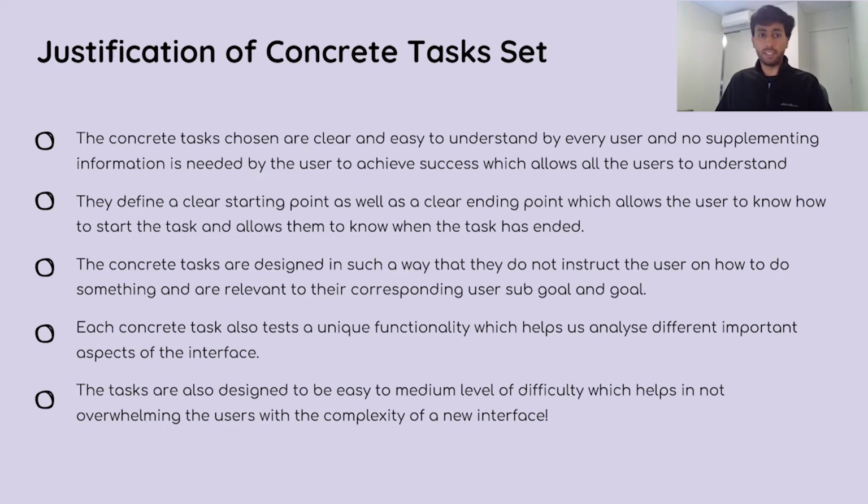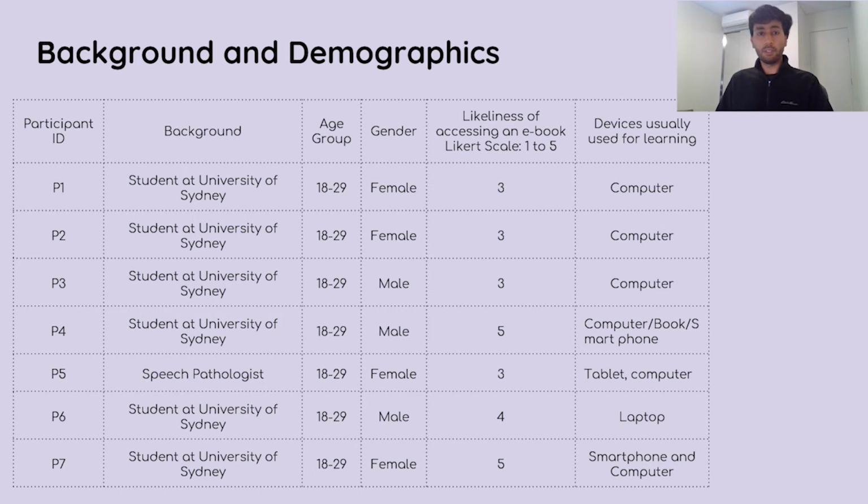of the interface. Our background and demographic questionnaire gets relevant and vital information relating to our experiment from the participants before starting it. We ask for information like age group, their background, and the electronic device usually used for learning, to know about problems faced by our target users. We also ask about the likeliness of accessing an ebook on a Likert scale of 5 to understand the participants' familiarity with an ebook and make inferences from it about the root cause of the problem they faced.